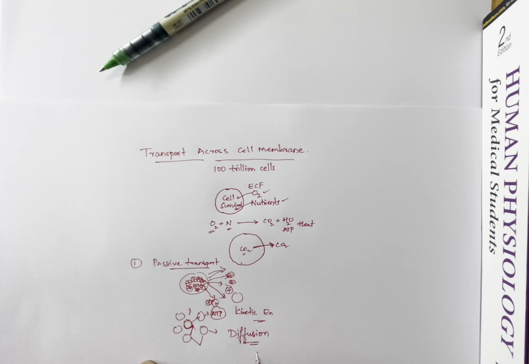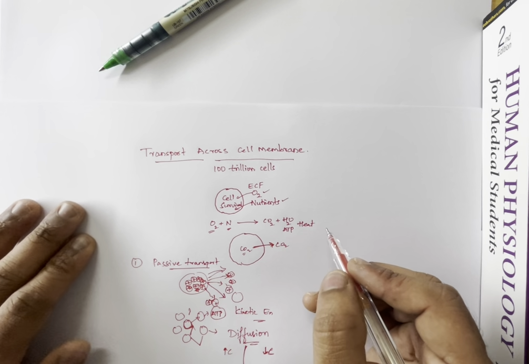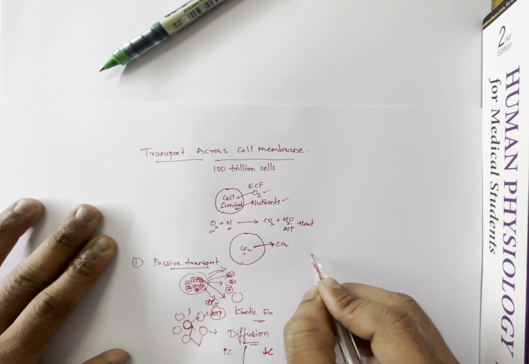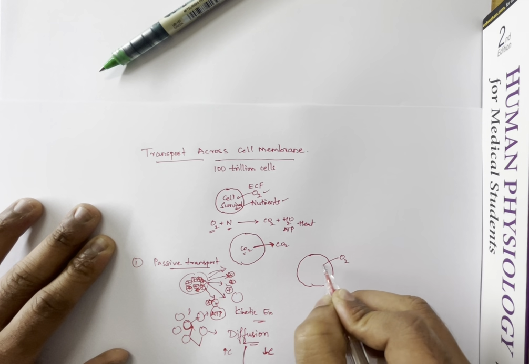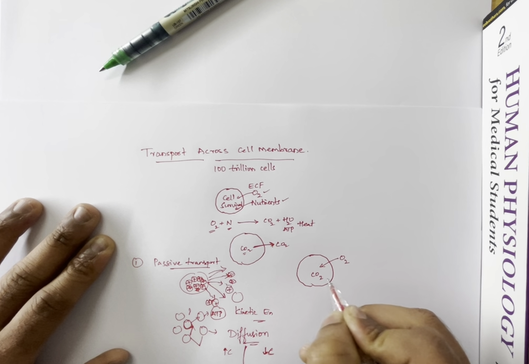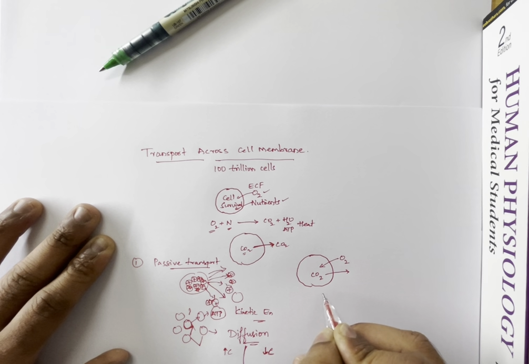Diffusion is an example of passive transport wherein molecules are transported across the cell membrane from the region of higher concentration to the region of lower concentration. An example for diffusion is diffusion of gases. So now this is a cell. How oxygen will enter the cell or how carbon dioxide will move out of the cell is by simple diffusion.